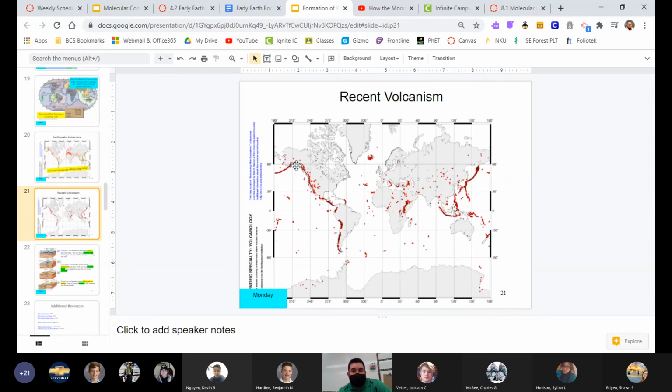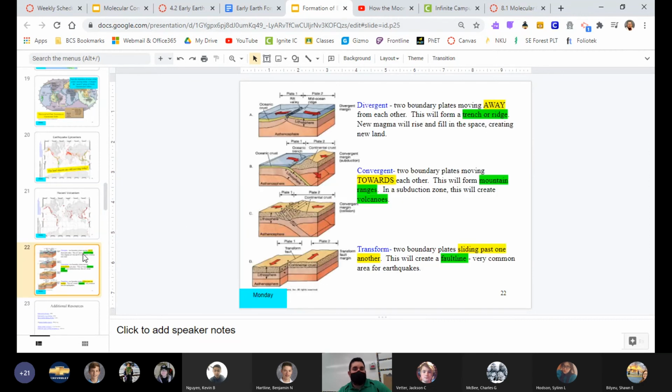Recent volcanism, and again, volcanism is where two plates ran underneath each other. One started melting, and it creates a mountain range, but it also creates melting areas. Again, note that they're on the borders of the land running into the other continent, the other area.